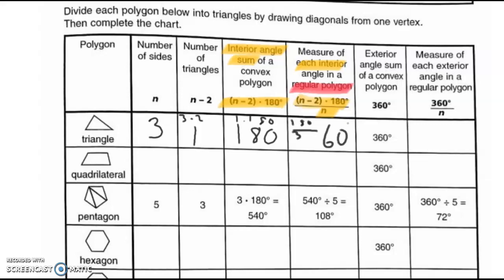Okay, the sum of the exterior angle. So again, we're doing sum, and this time we're doing the exterior angles. You'll notice it's just 360. And if you look down my column, you'll see everything is 360.